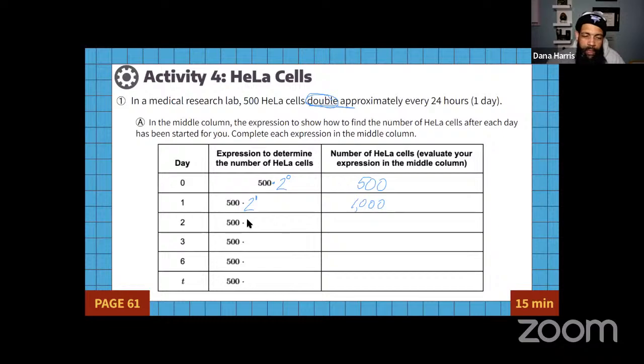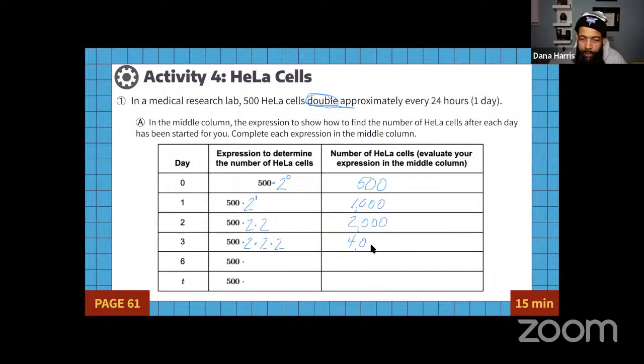Okay, here I have 2 times 2, because it's 2 hours, so it doubles the first hour, then it doubles the second hour, right? So now I have 2 times 2 is 4, 500 times 4 is 2,000. Notice it's doubling. Same thing, 2 times 2 times 2. It's doubling the first hour, double the second hour, double the third hour. So that's the same thing as 500 times 8, because 2 to the third power is 8, which would give me 4,000.